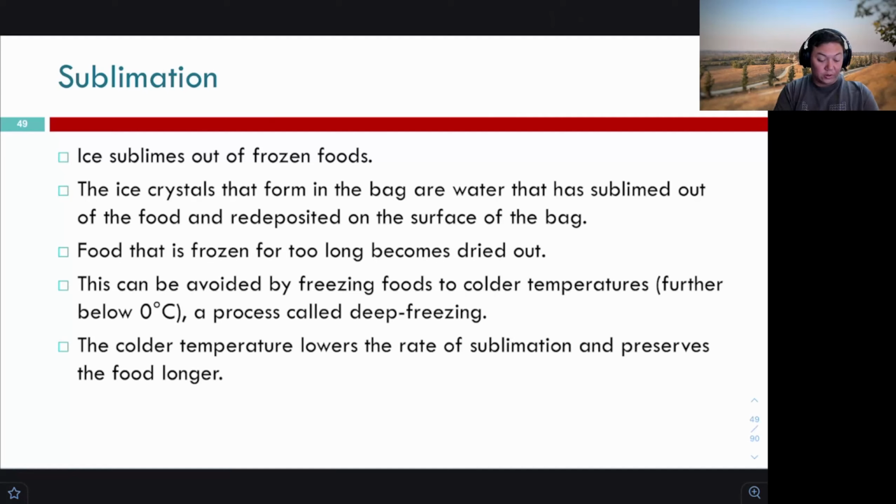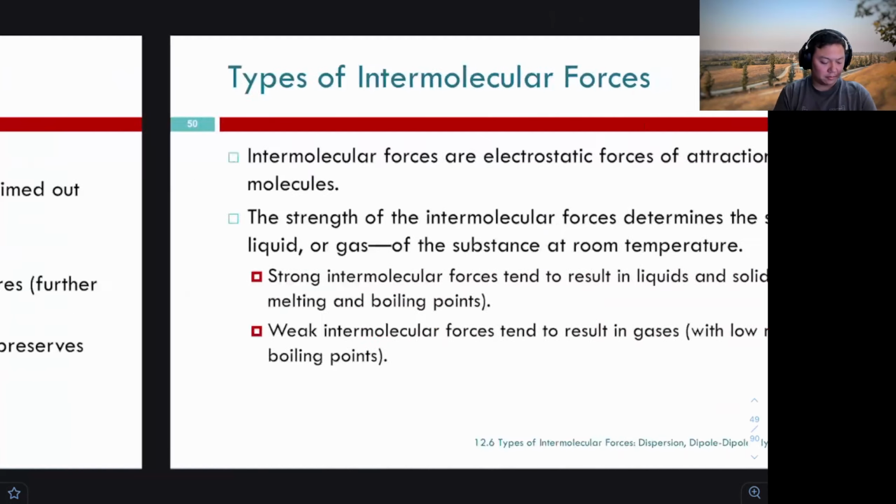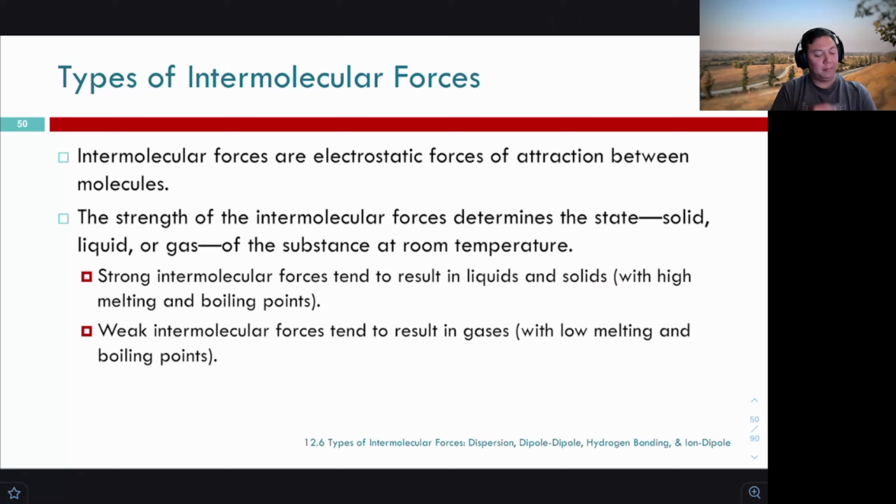So if you can get colder and colder temperatures, like deep freezing, you could reduce that sublimation and preserve food longer. Okay. So those are basically changing phases, which is related to intermolecular forces. But intermolecular forces are at the core of all of those processes, right?